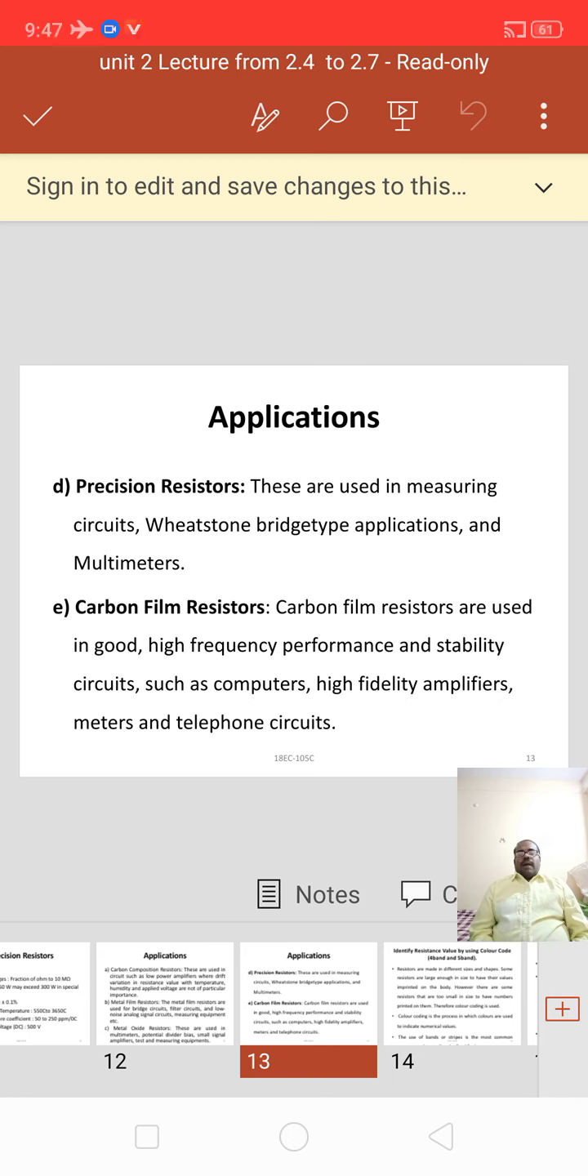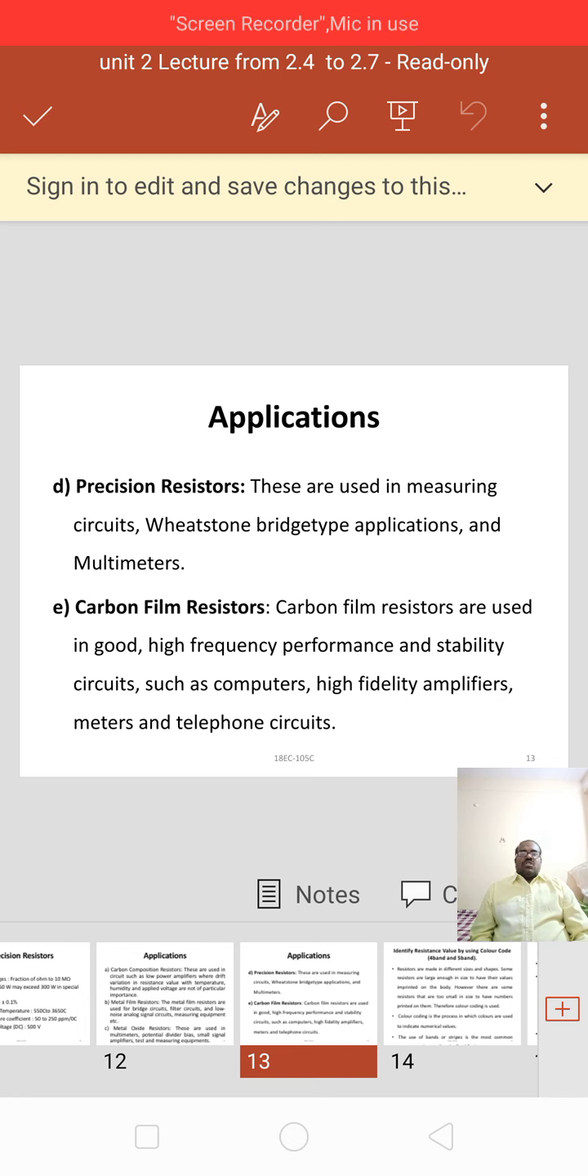Next, applications of precision resistors. These are used in measuring circuits, Wheatstone bridge type applications and multimeters. Precision resistor applications are measuring circuits, Wheatstone bridge type applications and multimeter type circuits.